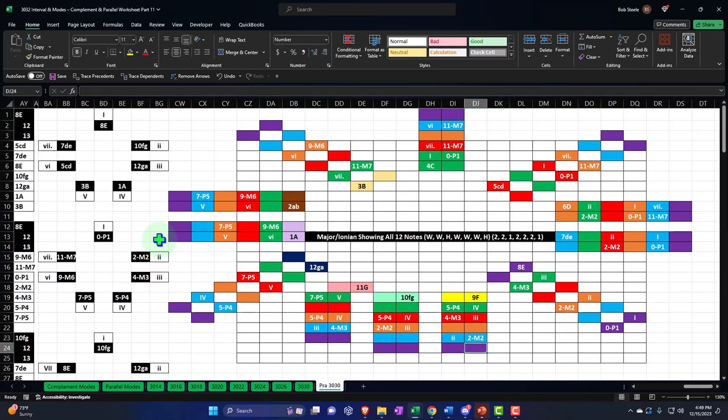Then we have the 2, and I put these two backwards here. Did I not? I've got these two backwards, so let me fix that. I'm going to take these two, pull this to the right, grab this one and put it right there. Okay, so the 2 is going to be over here, a whole step to the 2. And the 2 is going to be a major second.